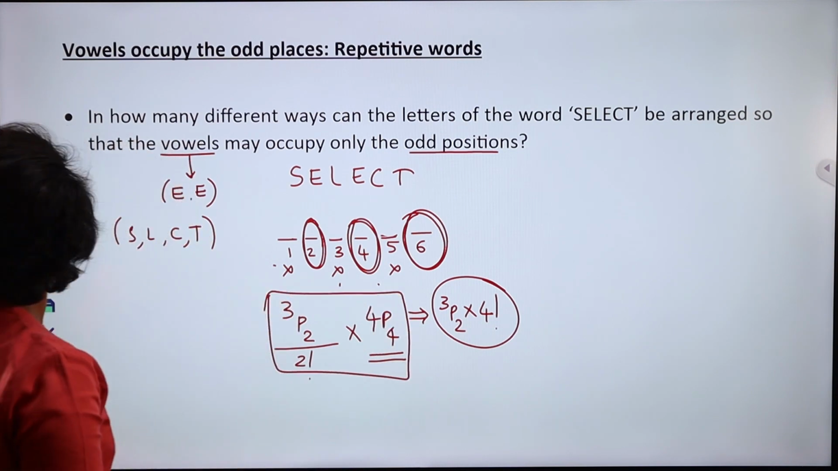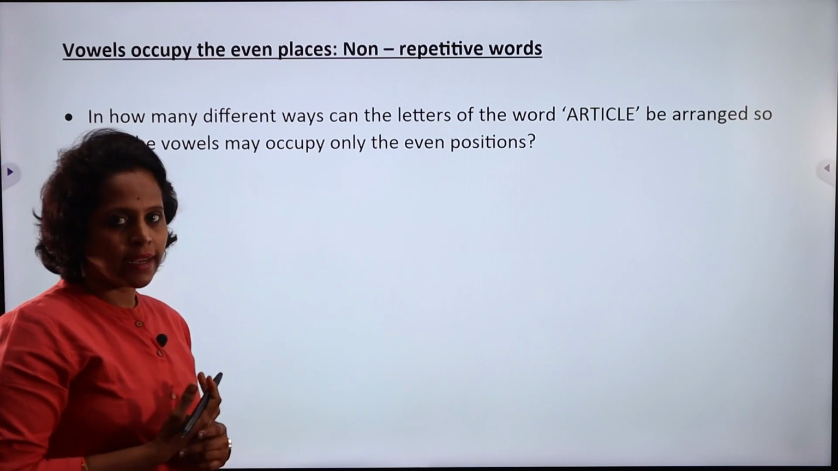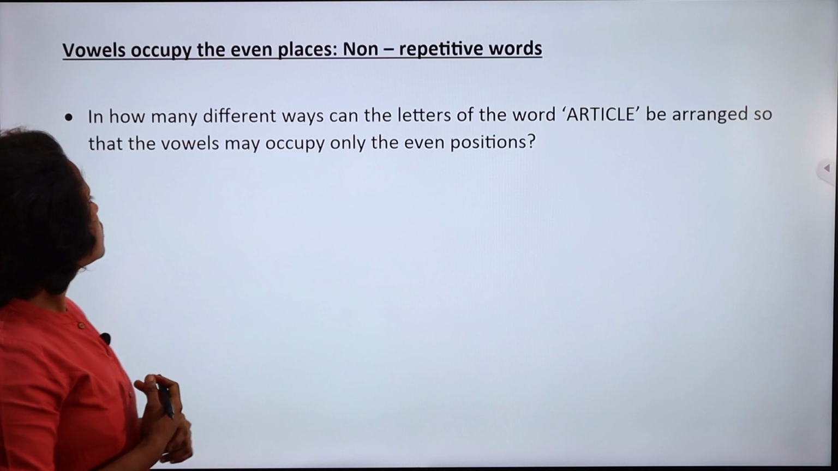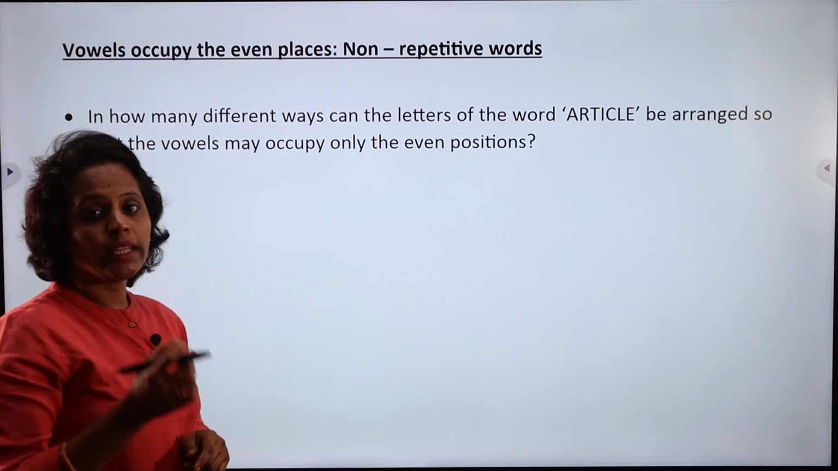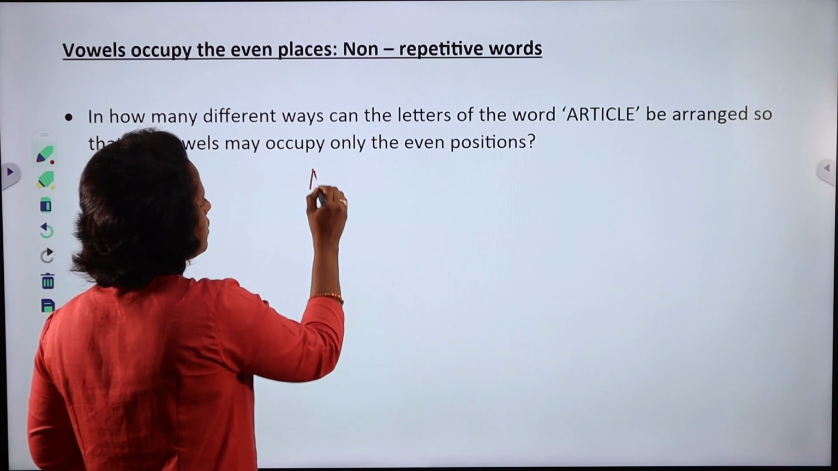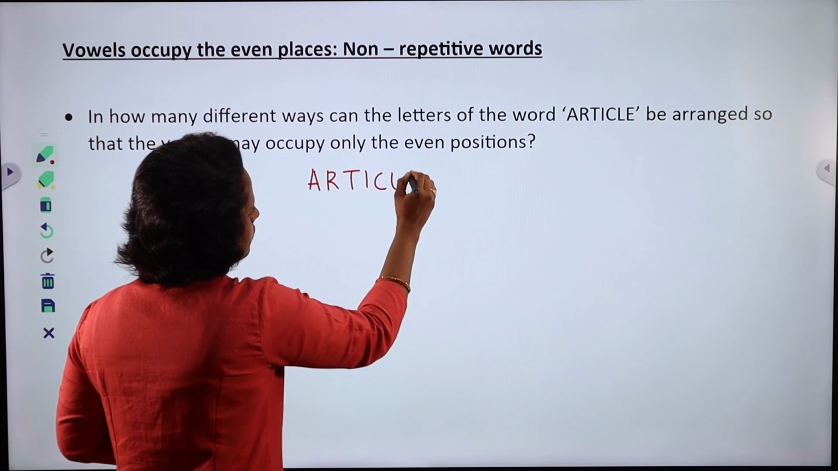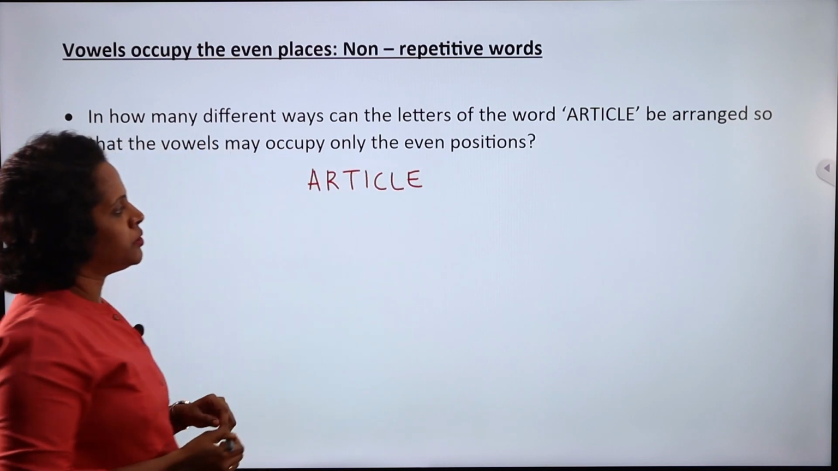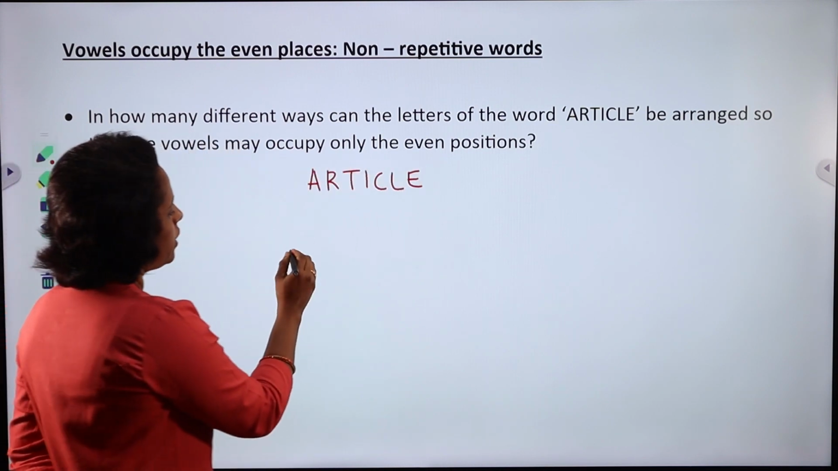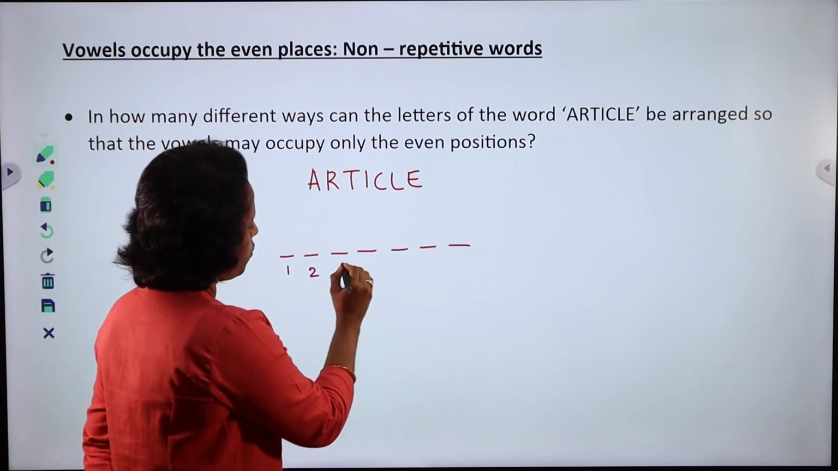Next question. In how many different ways can the letters of the word article be arranged so that the vowels may occupy only the even positions? Our word here is article. It is a 7-letter word. I am taking 7 blanks. Now number these.